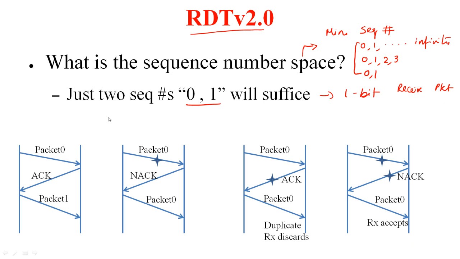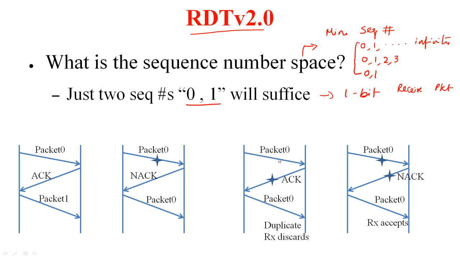So here is RDT version 2 in action. You send a packet, it reached fine, the ACK also reached fine, and you move on to the next packet. In this case, you sent a packet, but it got corrupted. Thereby, the receiver sends a negative acknowledgement. Because of this, you are resending the packet.